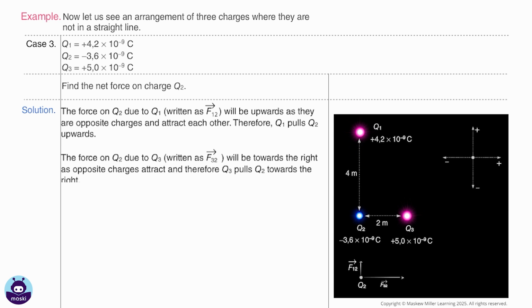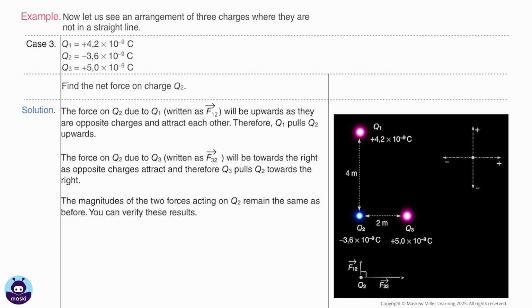The force on Q2 due to Q3, written as F32, will be towards the right, as opposite charges attract, and therefore Q3 pulls Q2 towards the right. The magnitudes of the two forces acting on Q2 remain the same as before. You can verify these results.